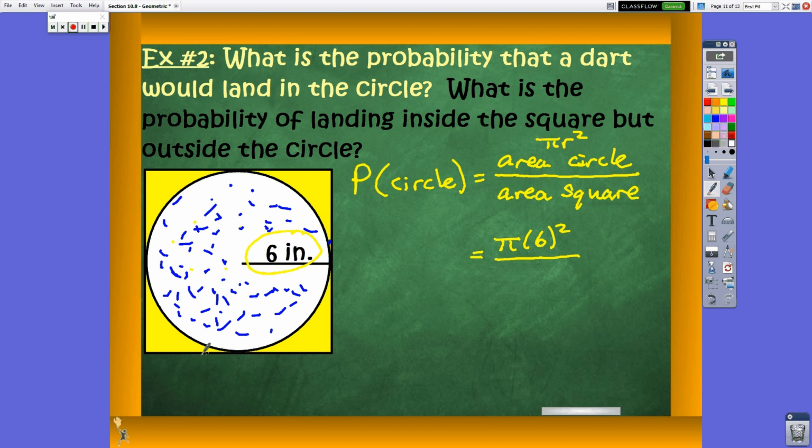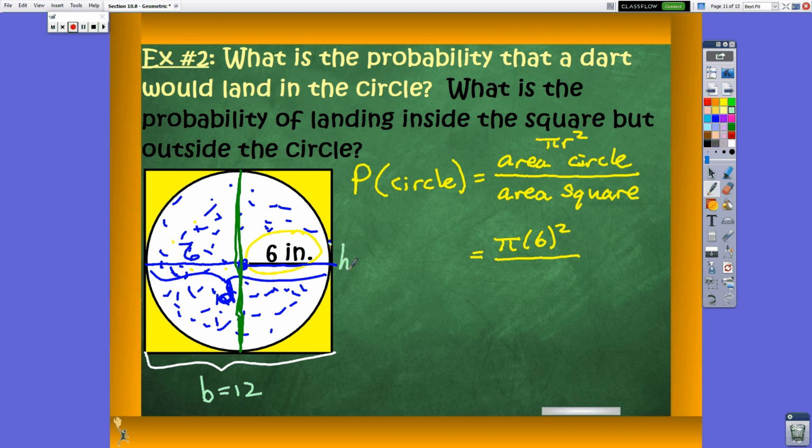But the base, we could call this piece down here. How long is that base? And if you think about the radius being 6 in this particular circle, and if I drew in another radius of 6 going this direction, then the diameter of the circle is the base of the square. So the base of the square is 12. And then if I also looked at the diameter going vertically, then that would also be the height of the square. So the base and the height are both 12. So the area would be 12 times 12 for the base and the height.